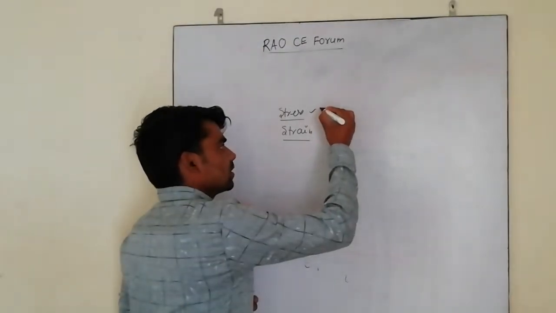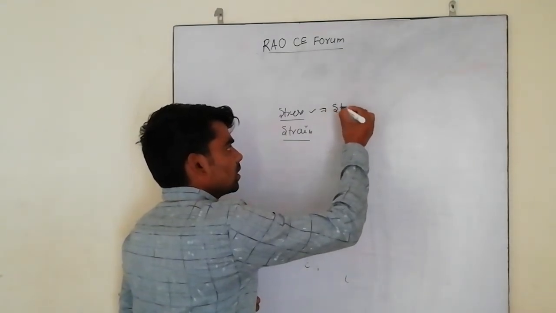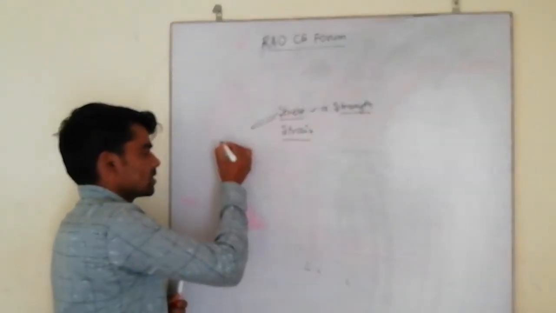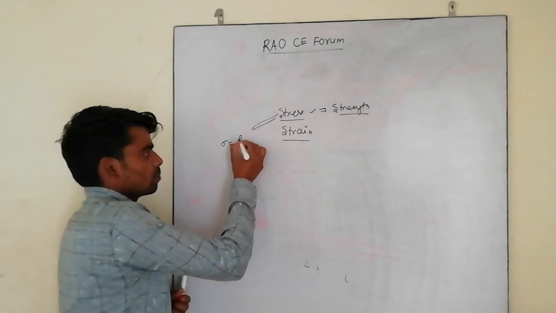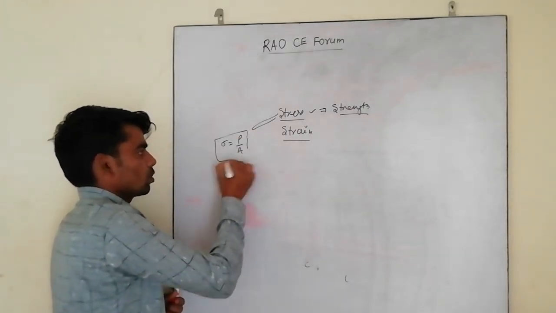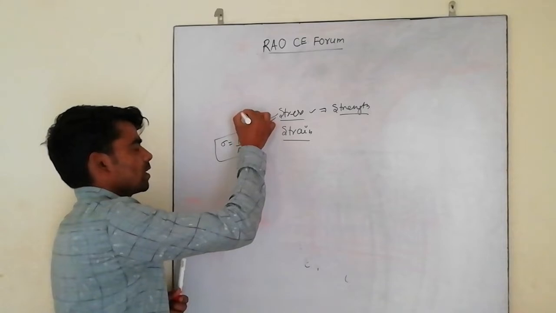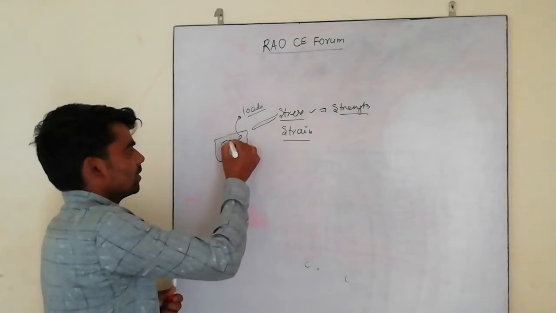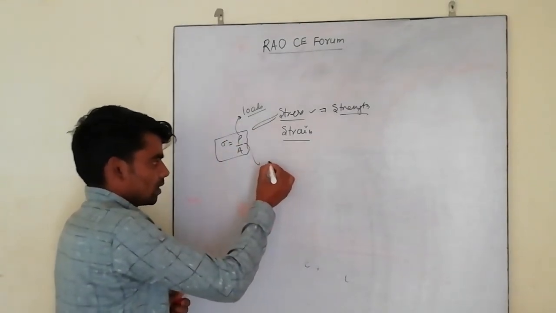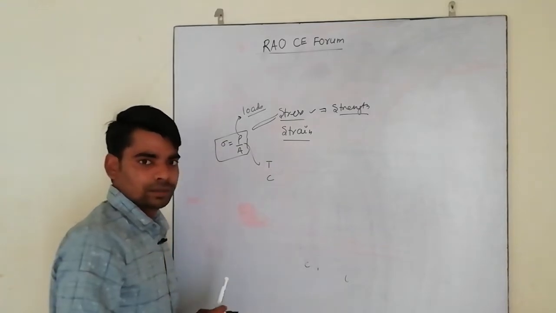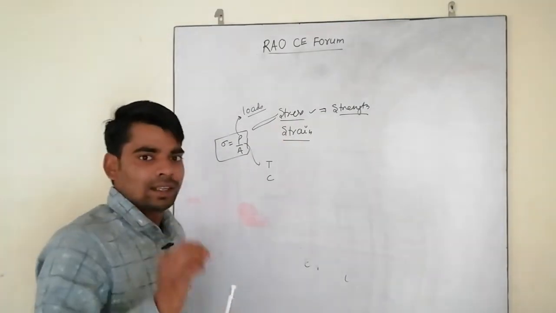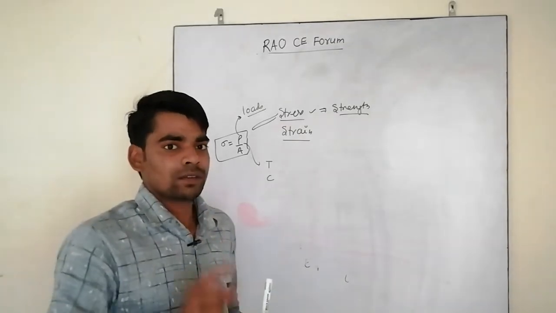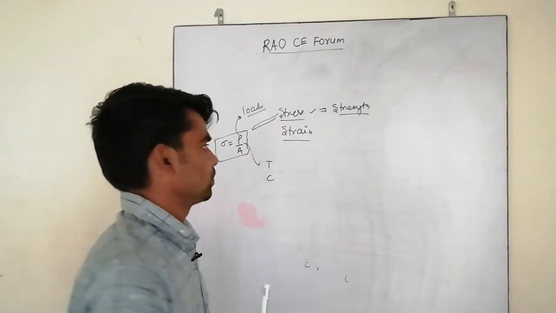Stress is nothing but the strength of material, and by definition stress is equal to force divided by cross sectional area. This is known as load. What is known as load? Load will either be tensile or compressive. Both types of load are known as axial load. Axial load has two types, first tensile and second compressive.